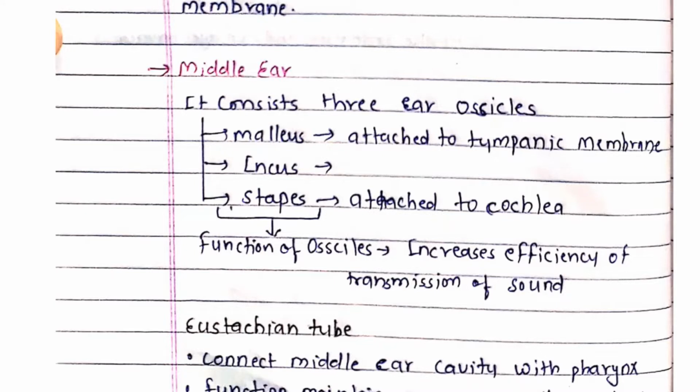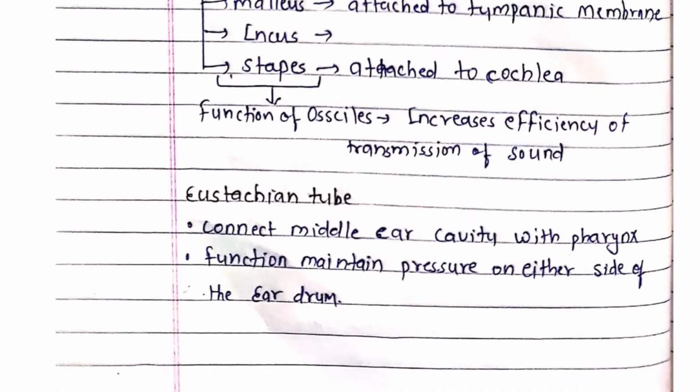So the function of the ossicles is to increase the efficiency of transmission of sound. So they are working as an amplifier. Next we have the eustachian tube. It connects the middle ear cavity with the pharynx. The main function of the eustachian tube is to maintain pressure on either side of the eardrum.